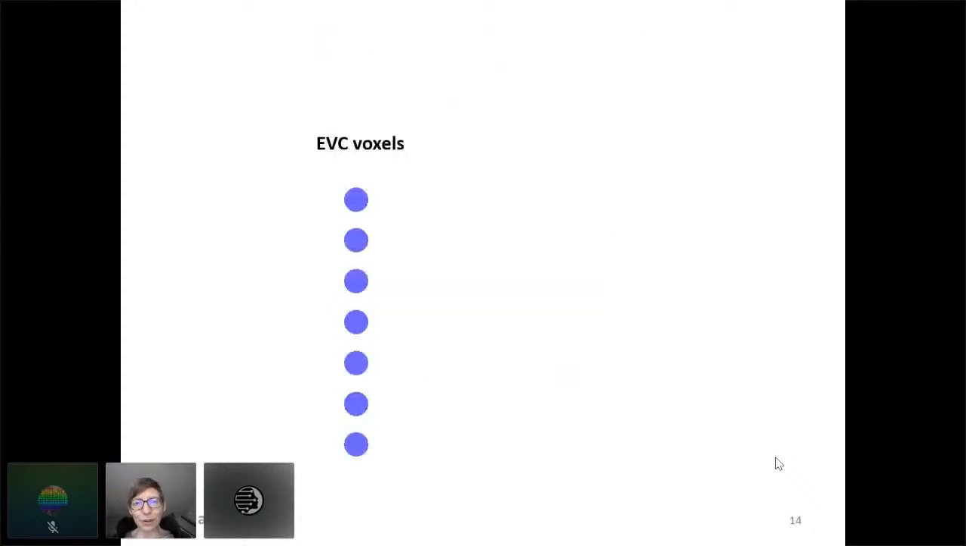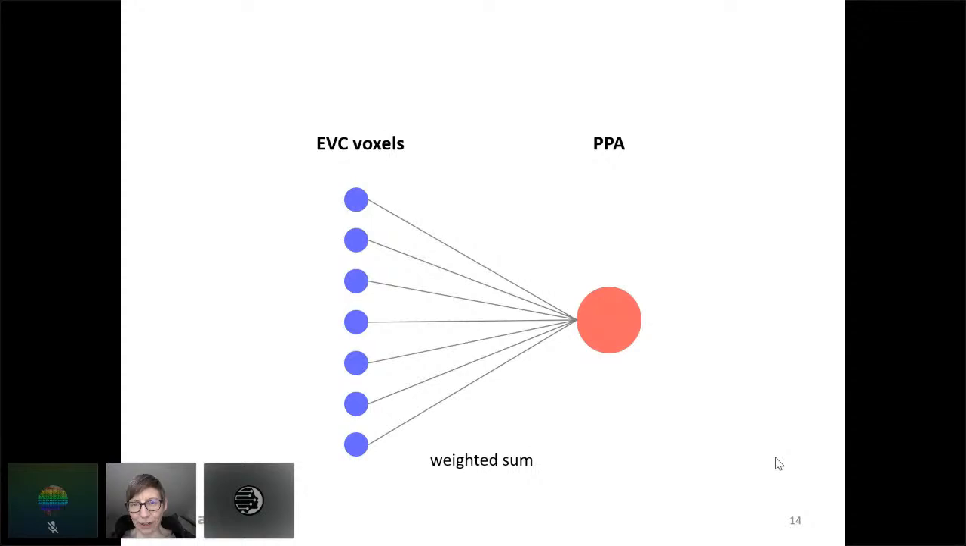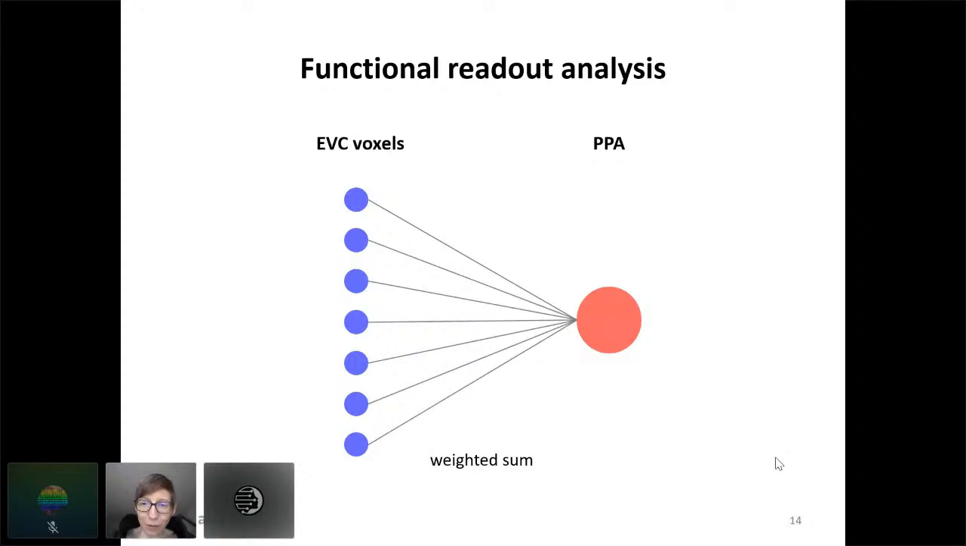So what we do here is we use the voxels in early visual cortex and linearly combine their responses to best explain the activation level of PPA. This we refer to as functional readout analysis. What we see is that this does explain a significant amount of variance in PPA responses, but we do better if we add a nonlinear model component. That's consistent with what we observed in the visualizations.